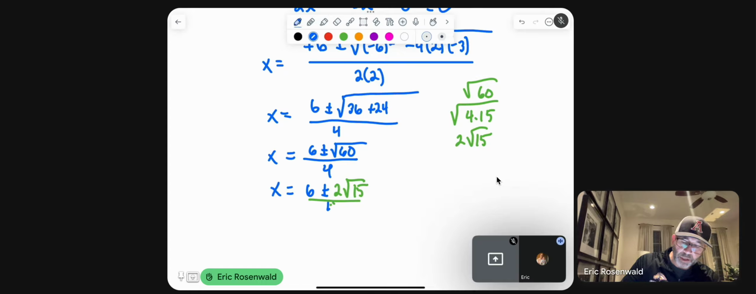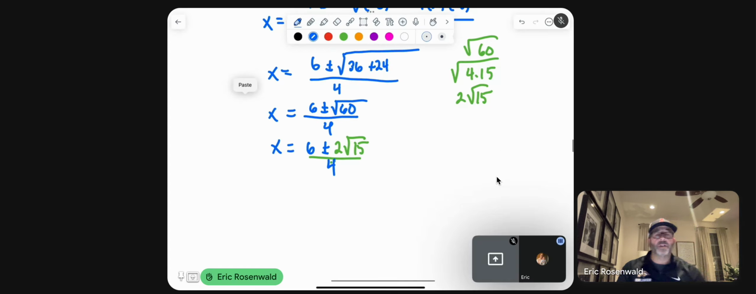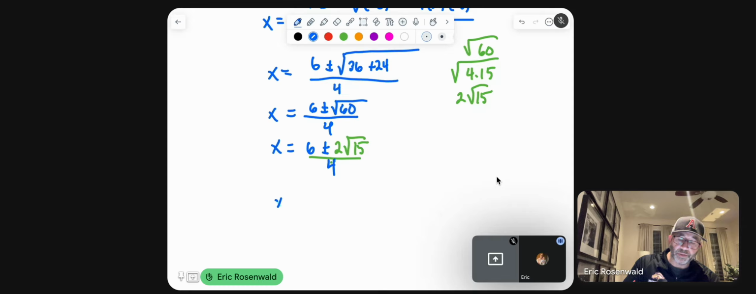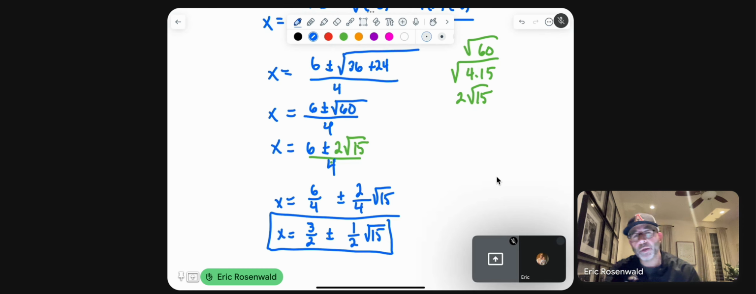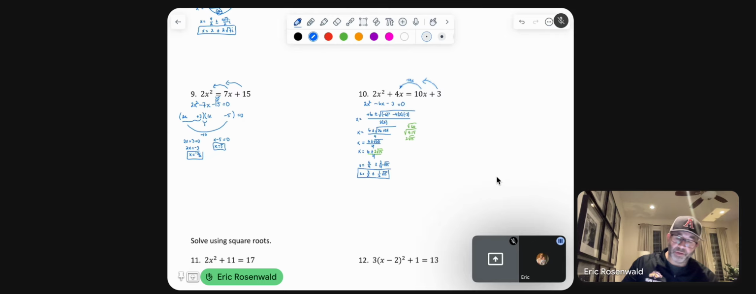Over 4, sorry. And then remember we said we're going to go ahead and break these up and simplify. So we're going to get 6 over 4 plus or minus 2 over 4 root 15. So we have divide by 2. We have 3 over 2 plus or minus 1/2 root 15. And there's your two answers. Okay. All right, next, got a few more here.